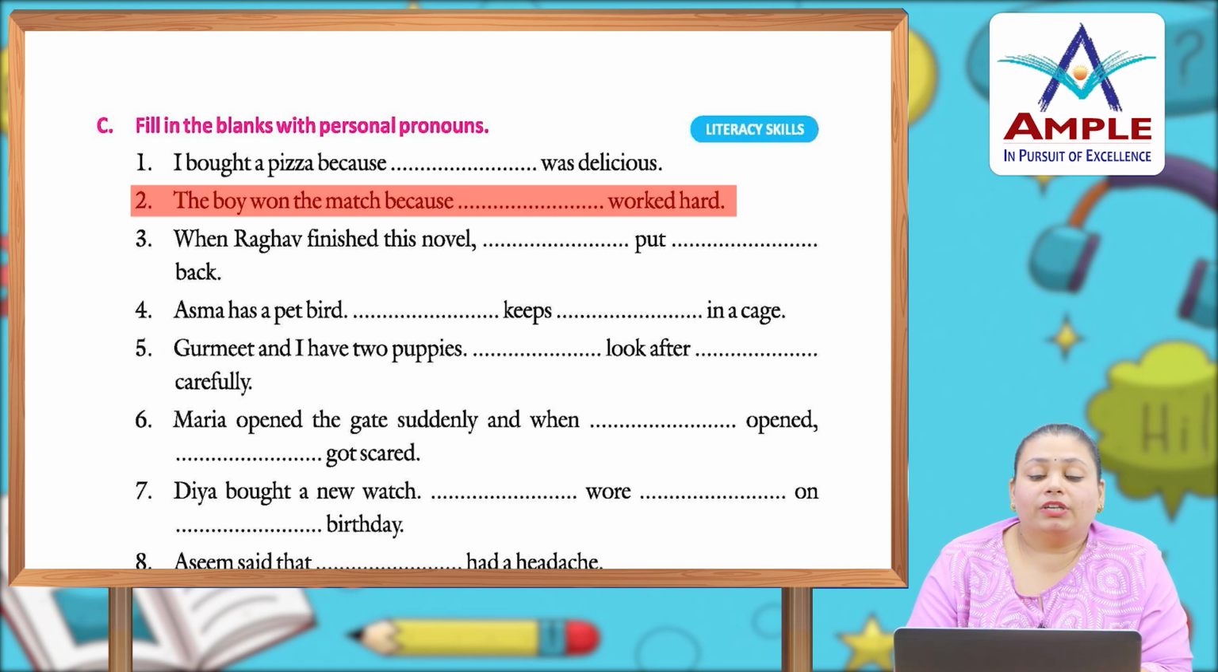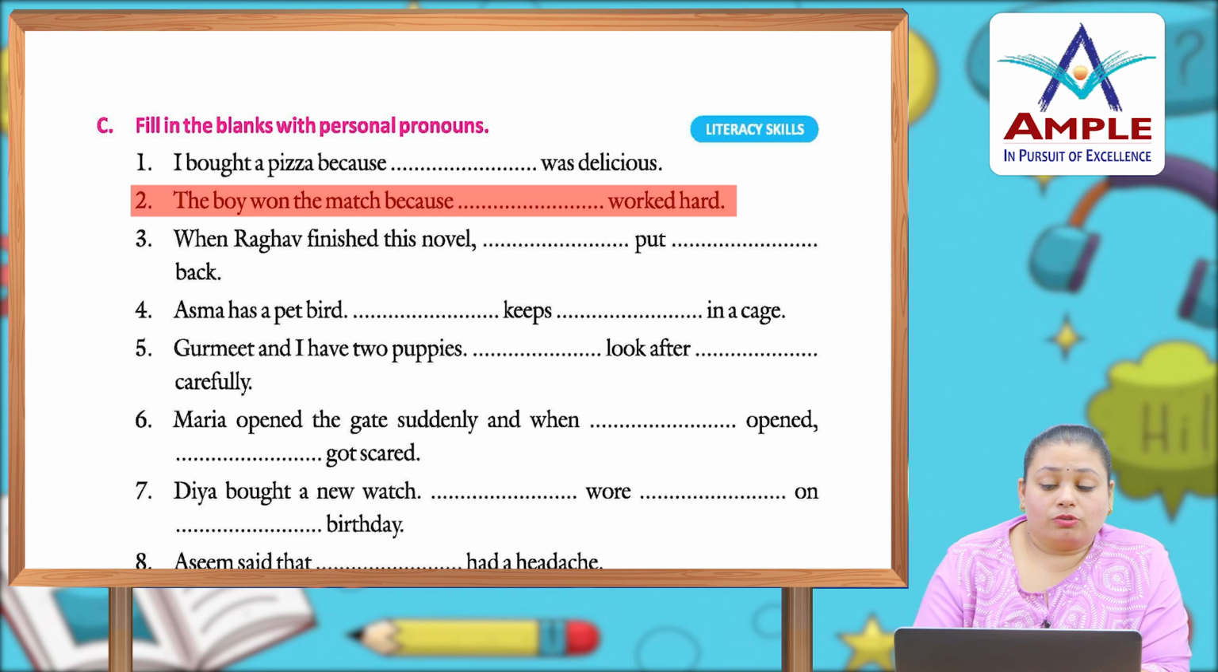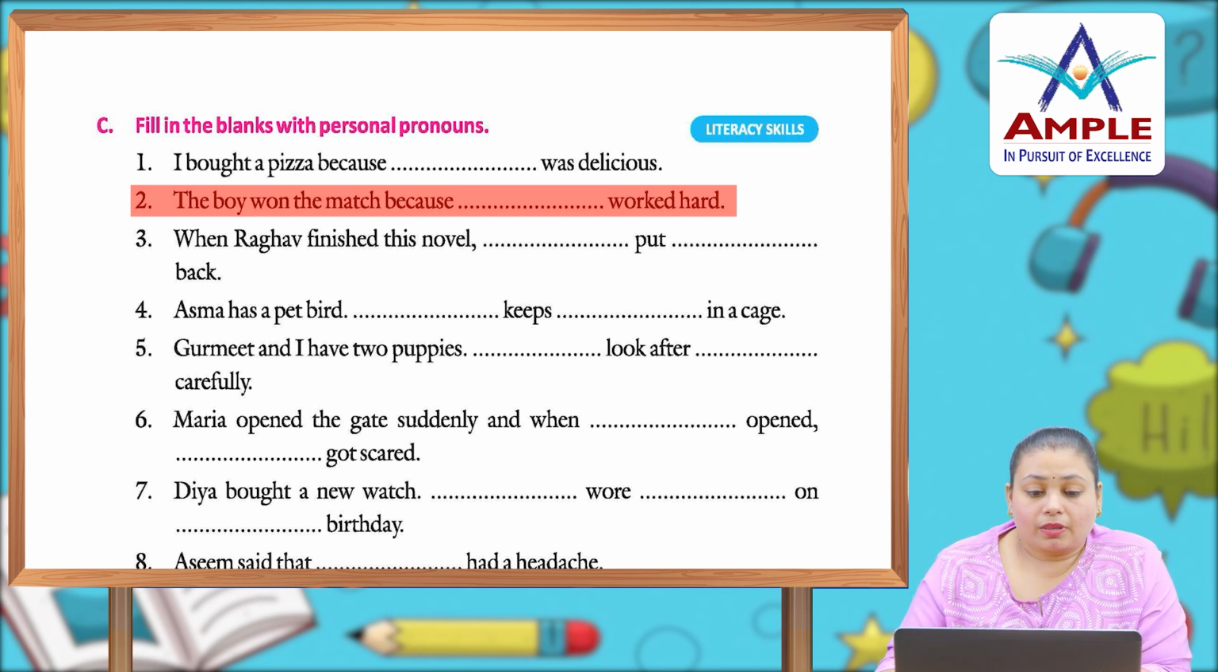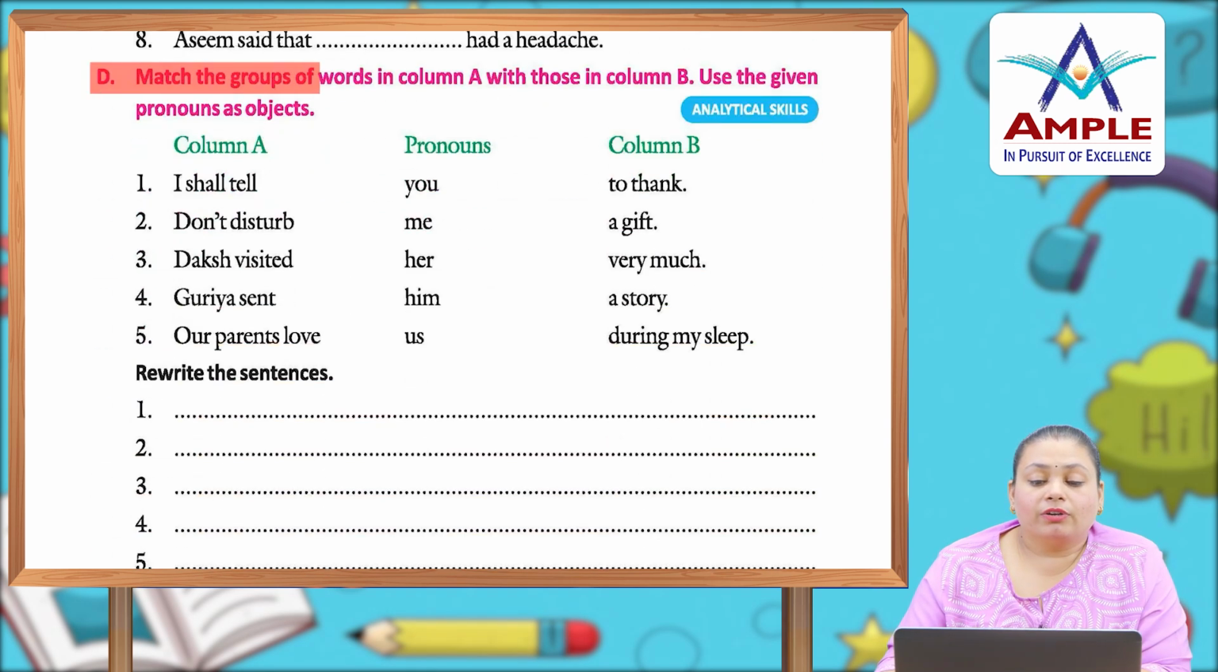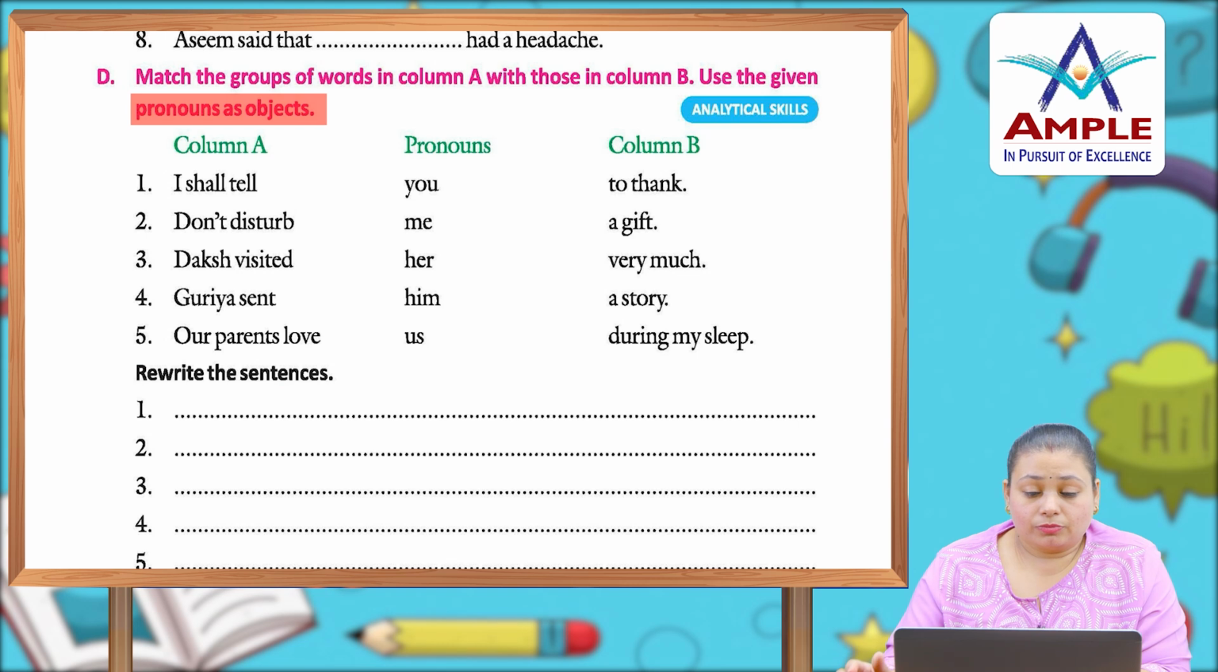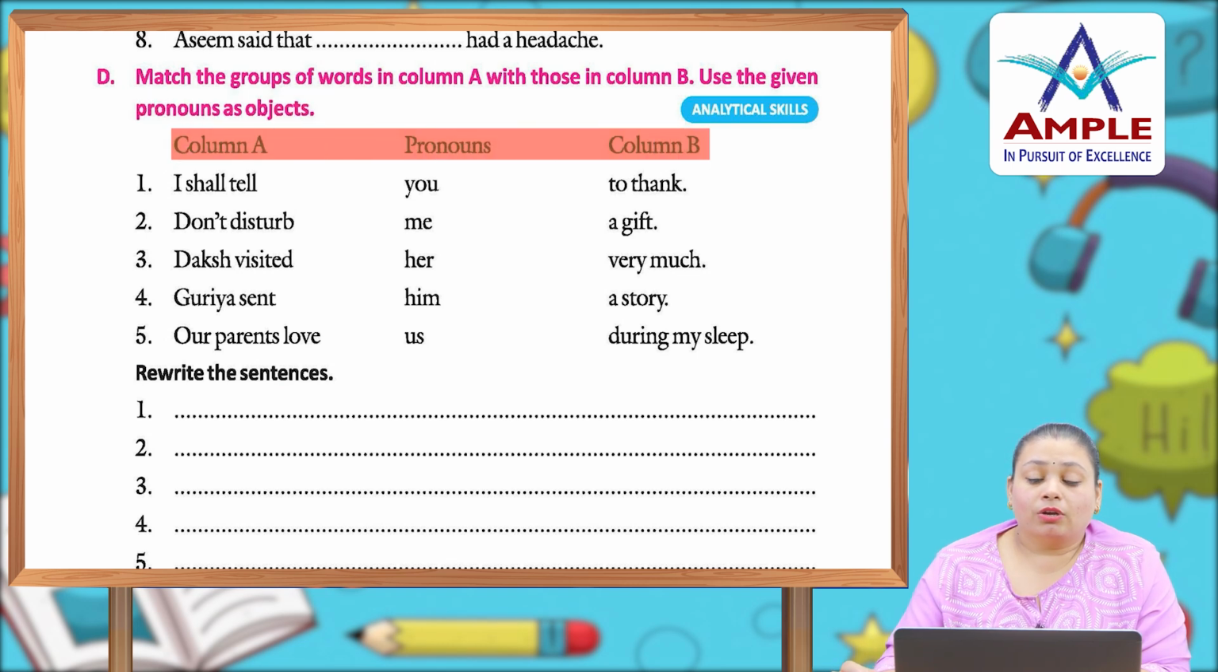Okay. Now read the sentence carefully and fill in the personal pronouns in it. D. Match the groups of words in column A with those in column B. Use the given pronoun as object. Okay. So now you have to join column A with column B and there is a pronoun also given. So you have to connect them with that as well.